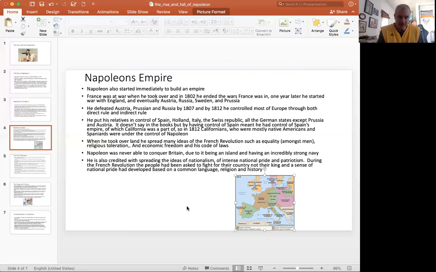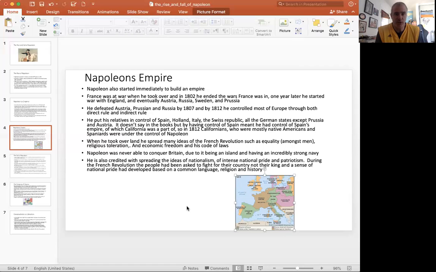So he defeats Austria, Prussia, and Russia by 1807. By 1812, he controls most of Europe: Spain, Holland, Italy, and Switzerland, and in many of these countries, he puts his relatives in control. In some of these places, though, he allows the people to stay in control, and then they ally themselves with him. So he says, look, you guys just do what I say and you can stay in control.